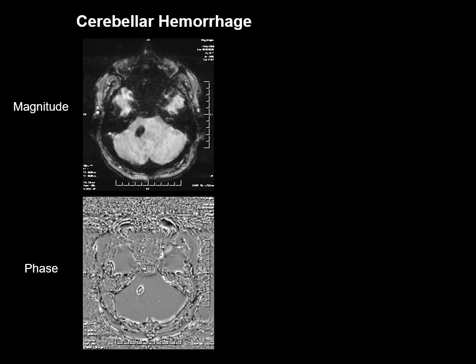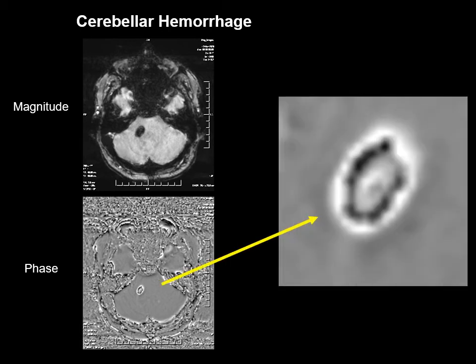Let's take a look at how this affects the interpretation of certain images. Here we have a cerebellar hemorrhage. I'm showing you the magnitude image at the top and the phase image at the bottom. I'm going to magnify the phase image. If we look at this area at a high level of magnification, you'll notice the same type of aliasing effects. We get these transition points where it goes from neutral gray to very white, then jumps to black, goes back to gray, very white, jumps to black.